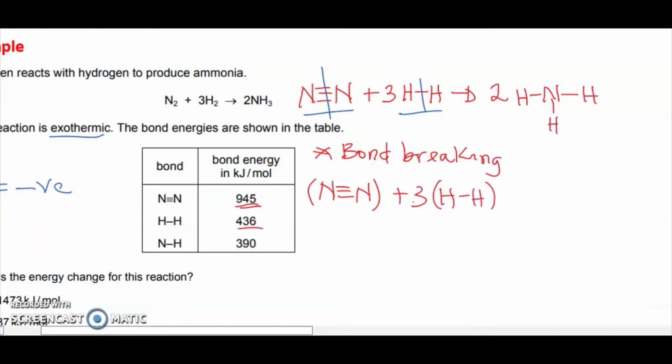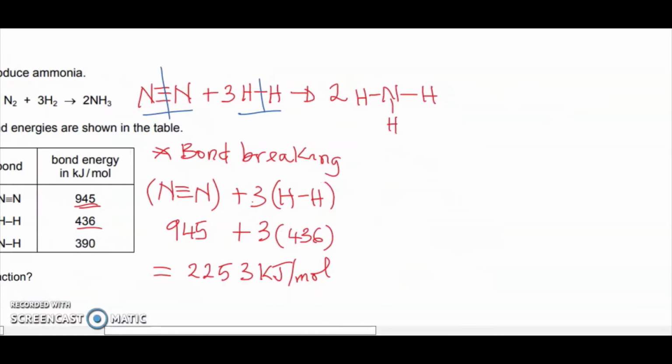Now let's insert the values. For the nitrogen-nitrogen bond, we have 945 plus 3 times 436. If we perform the math here, we have 2253 kilojoule per mole. Now, mind you, this is not the final answer. This is just the energy required to break bonds. Now, we need to calculate as well the energy given out when bonds are made in products. So let's do the second part.